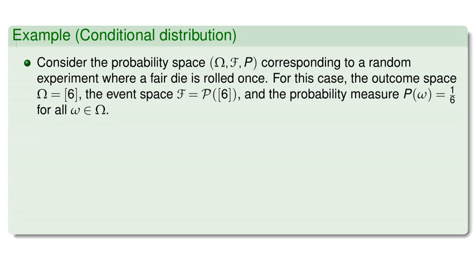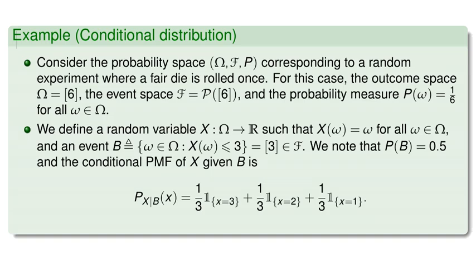Let's look at an example of conditional distribution. Consider the probability space corresponding to rolling a fair die once. In this case, the outcome space omega is the set 1, 2, 3, 4, 5, 6. The event space script f is the power set of omega, and the probability measure p assigns 1/6 to each outcome omega in omega.